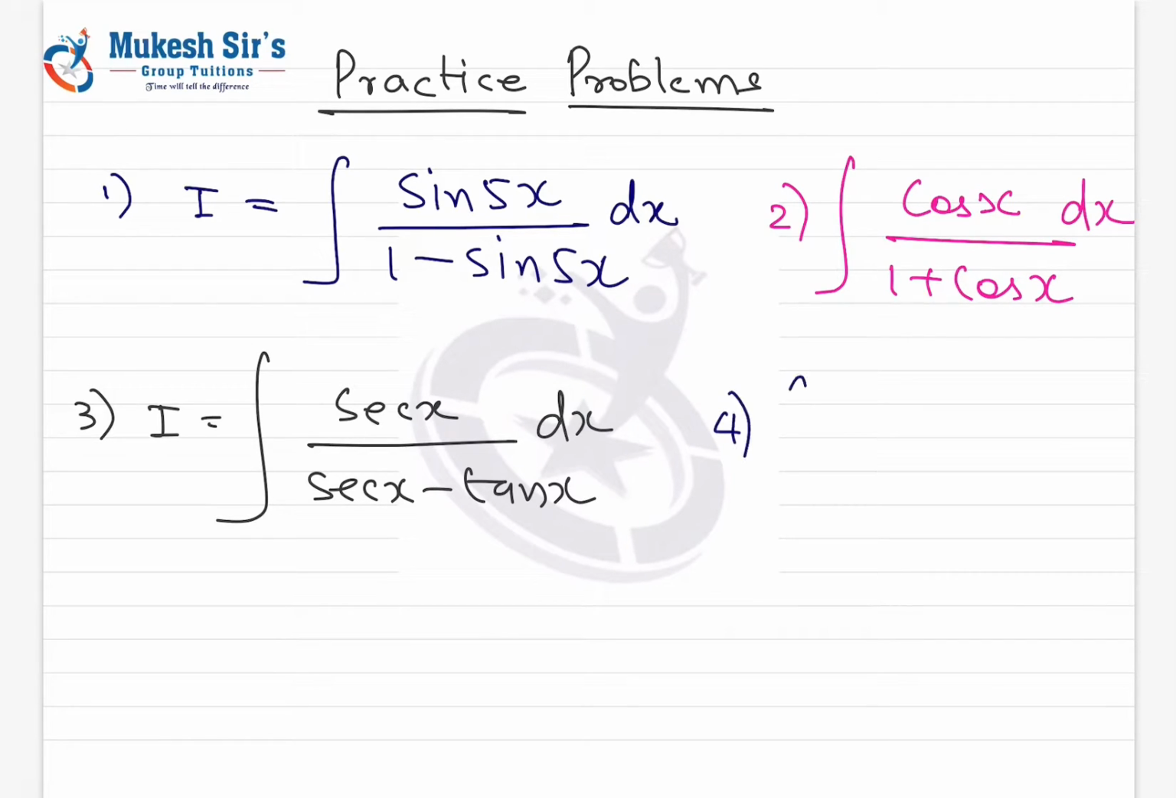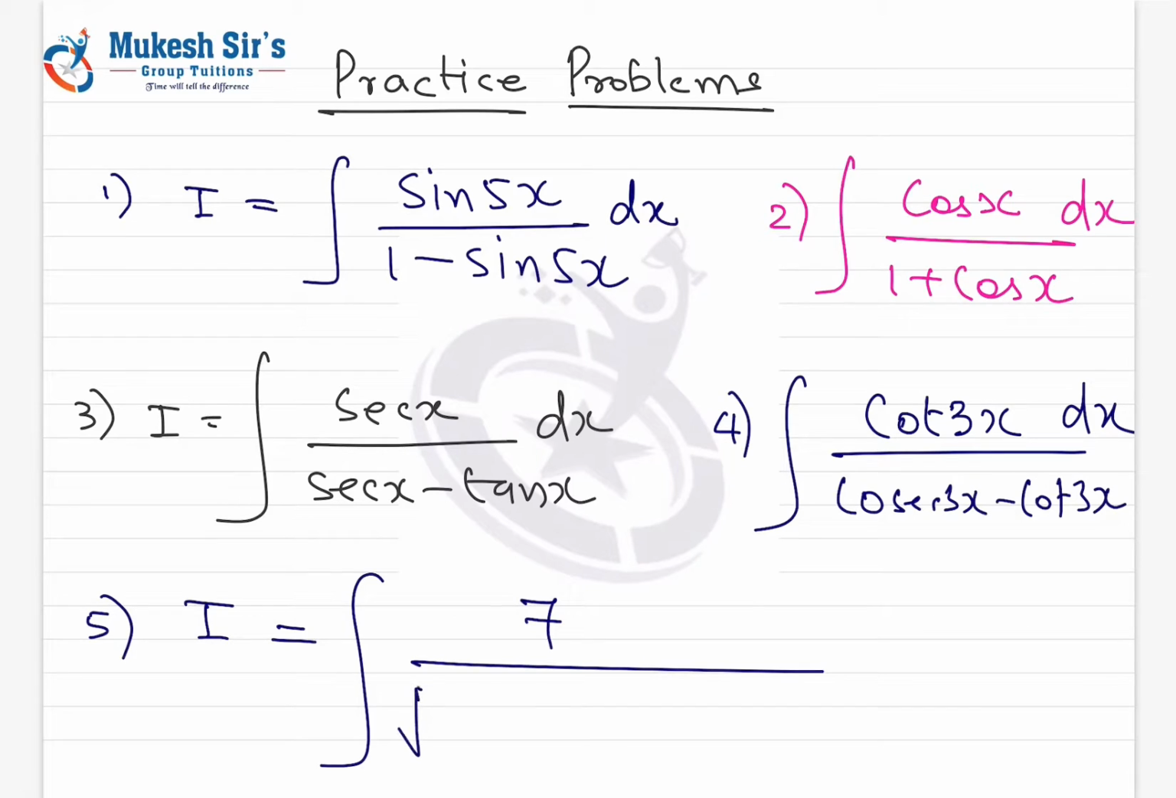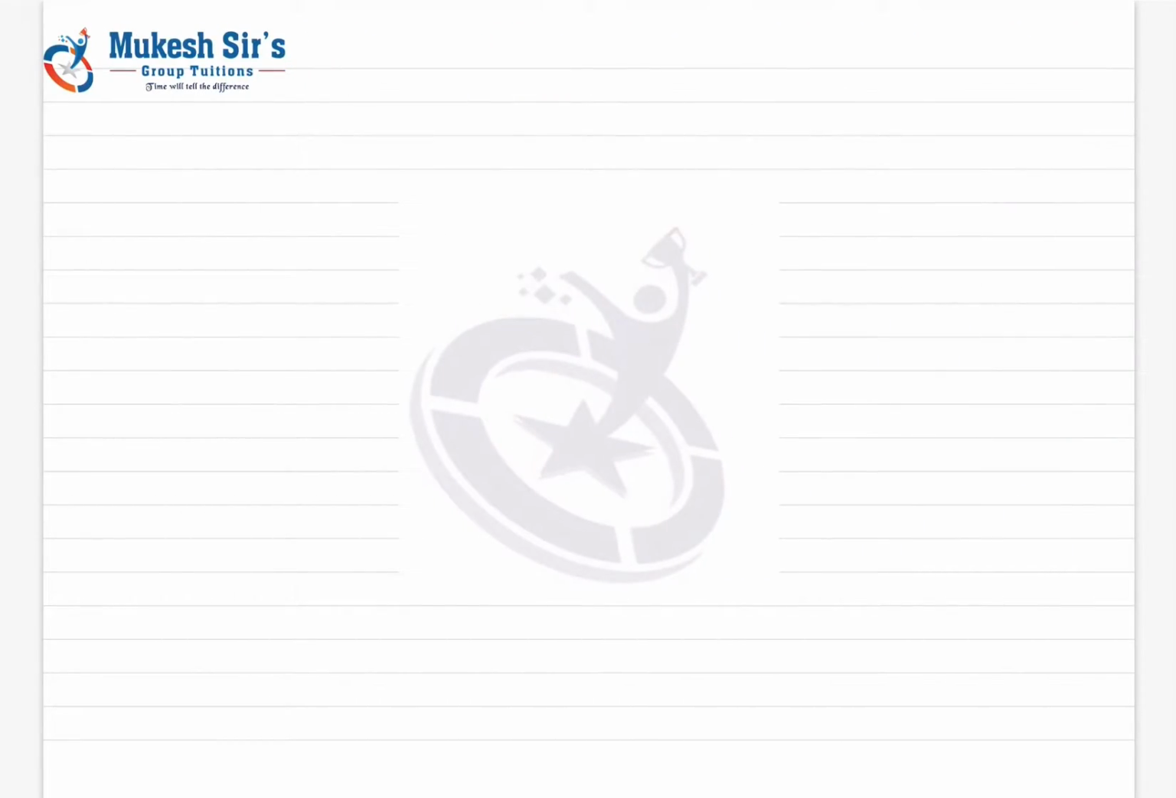The fourth question is integration of cot 3x upon cosec 3x minus cot 3x dx. And the fifth sum, integration of 7 upon root of 3x minus 5 minus root of 3x plus 2, the whole dx. So please practice these questions. These are based on the first type. Multiply and divide by the conjugate of the denominator. Clear? We go to the next type now.